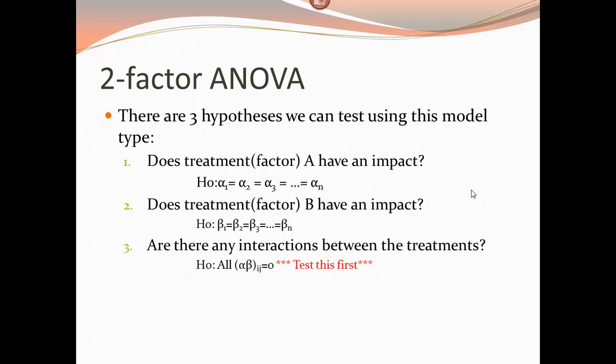So only when I've ruled out that there is an interaction effect do I go on to test individual effects. So you'll see H0, all the interaction terms are equal to 0. Test that first, written in red.